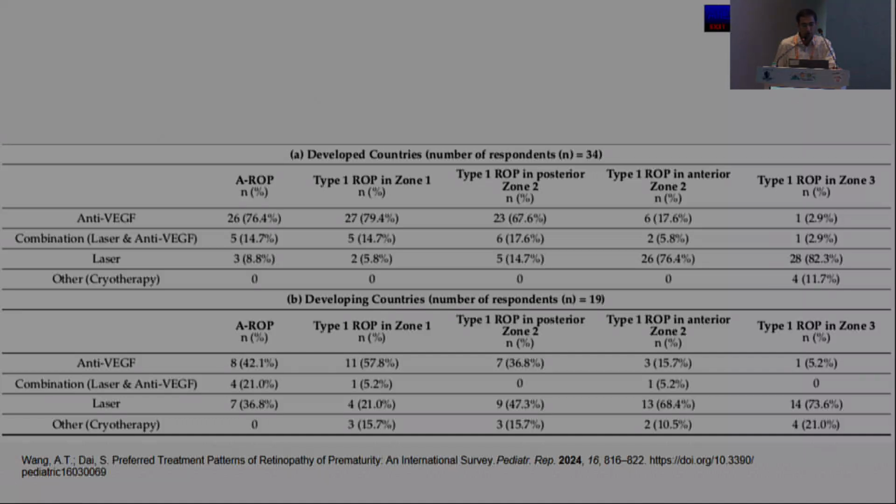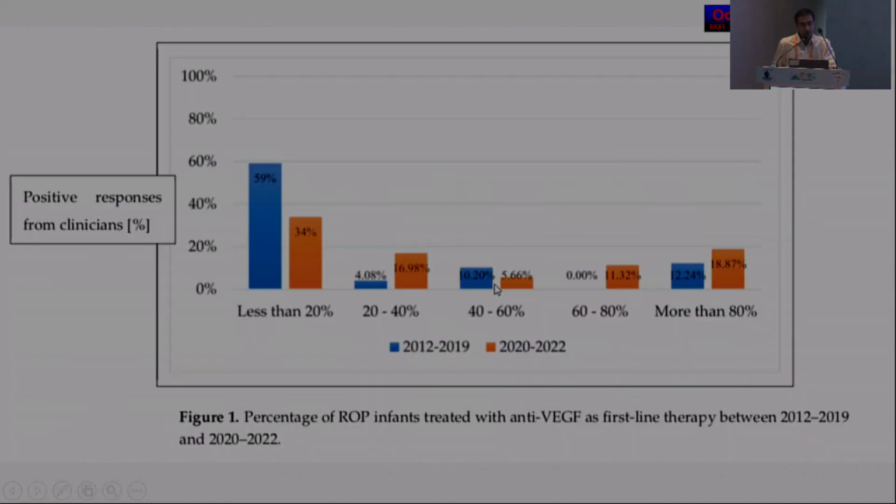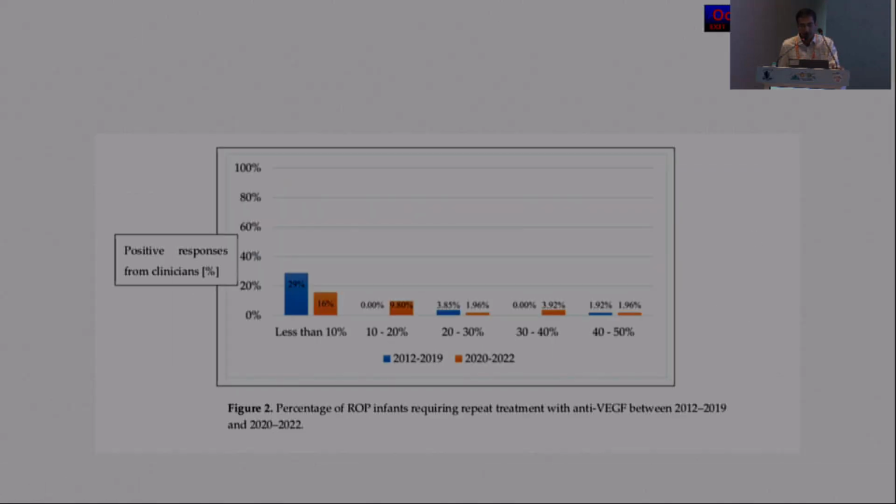This is the table which I have referred from a study which was published in 2024. What we can see is that anti-VEGFs have been used commonly in aggressive ROP in zone 1, in zone 2, and in type 1 ROP. This is one of the preferred patterns from the clinicians. Of the infants who were being treated, 34% of the clinicians wanted to give them anti-VEGFs. We can see the number of anti-VEGFs being given has increased considerably since the pandemic.